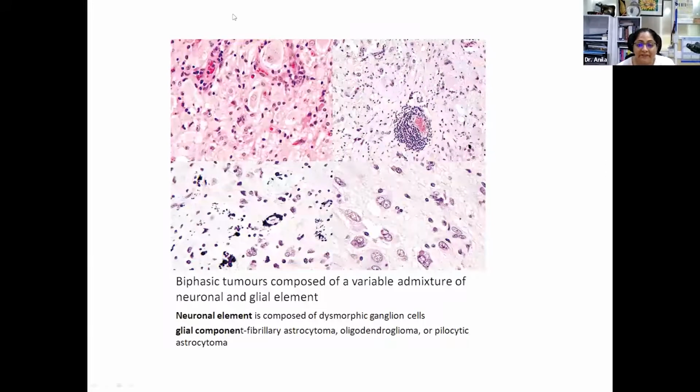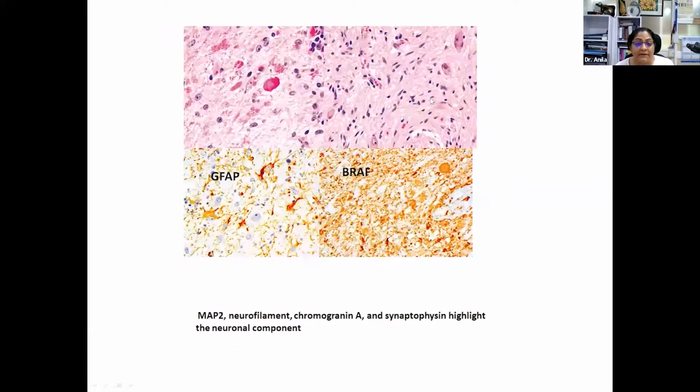So these are biphasic tumors, and there is a variable mixture of the neuronal and dysmorphic ganglion cells. There are calcifications in the tumor, and there is some collection of lymphocytes around the vessels in these tumors. And these are the eosinophilic granular bodies, which can be frequently seen in the tumor. These are positive for BRAF, as can be seen in this picture, and GFAP is positive in the large ganglion cells.